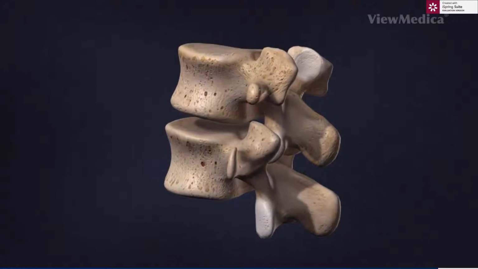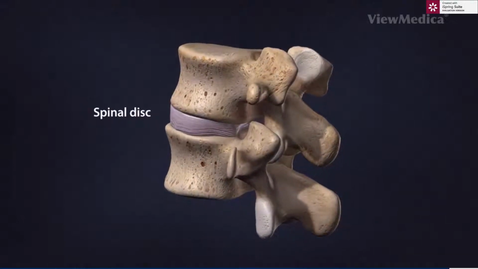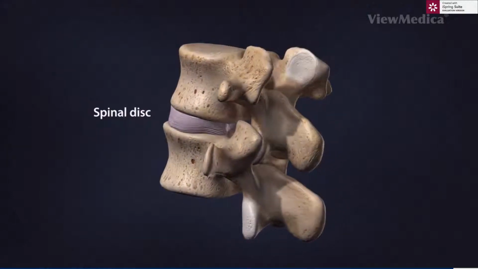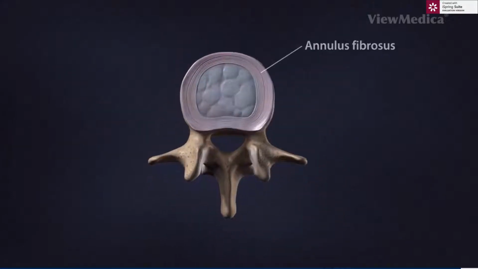Between the vertebral bodies are the tough, elastic spinal discs. They provide a flexible cushion, allowing the vertebrae to bend and twist. Each disc has a tough outer wall called the annulus fibrosus and a soft interior called the nucleus pulposus.